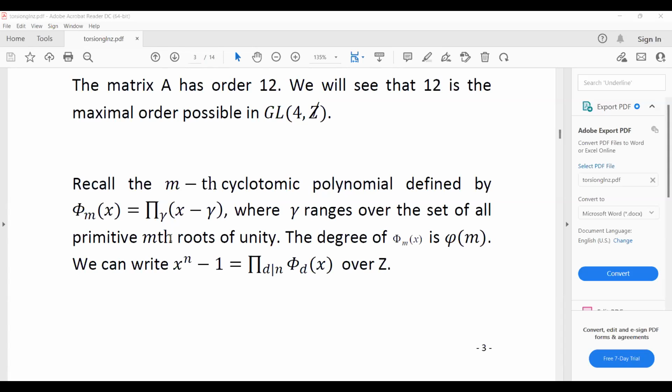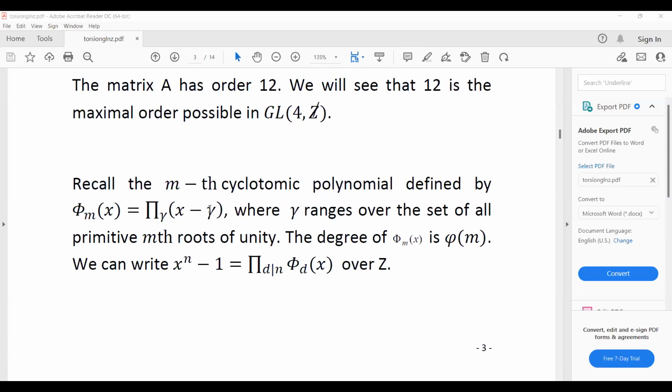So let me just recall very quickly what is meant by the cyclotomic polynomial. The mth cyclotomic polynomial is that polynomial which has primitive mth roots of unity as roots. So it's a polynomial whose roots are primitive mth roots. Primitive means it's an mth root of unity and not a dth root of unity for any d smaller than m. So genuinely mth roots.